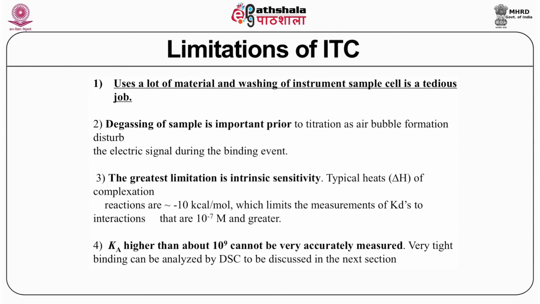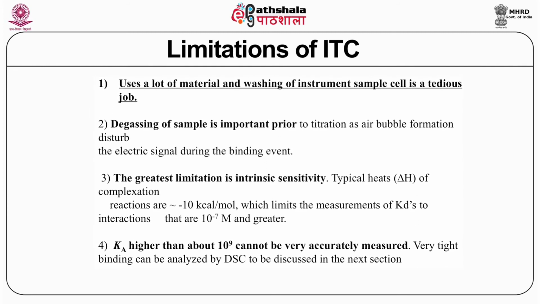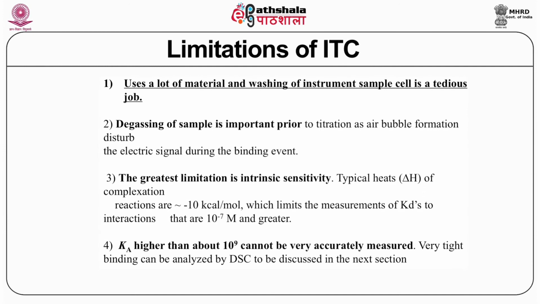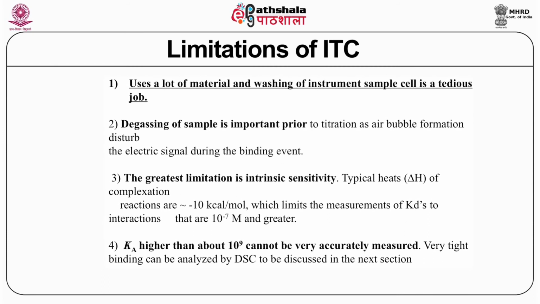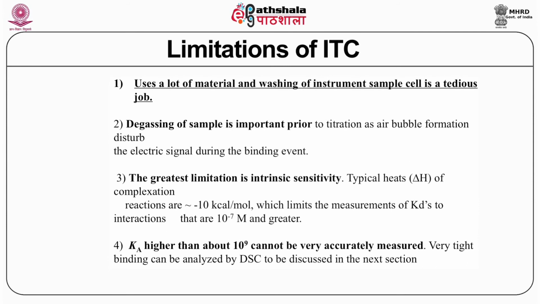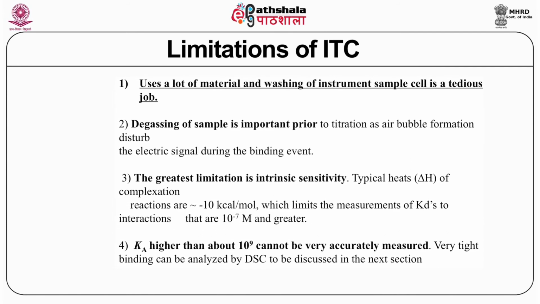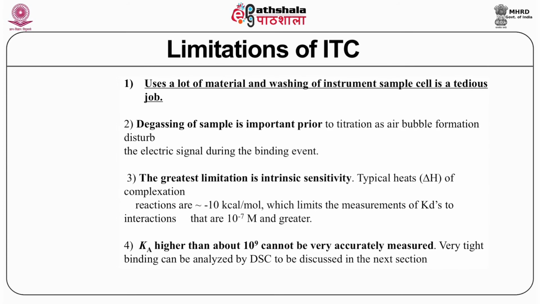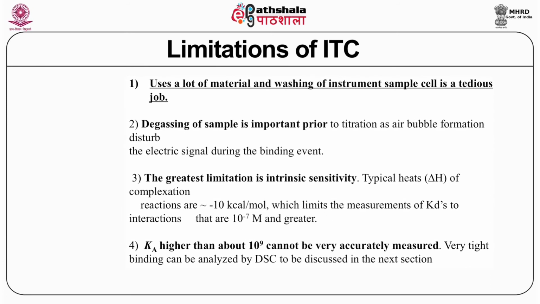The third limitation is not technical stuff but intrinsic to the method. If the heat change of the complex reaction is very strong binding, like more than 10 kilocalories, then the binding constant cannot be measured, because it is so high that it is not possible. This is where the next technique we will be talking about, differential scanning calorimetry, has an advantage.